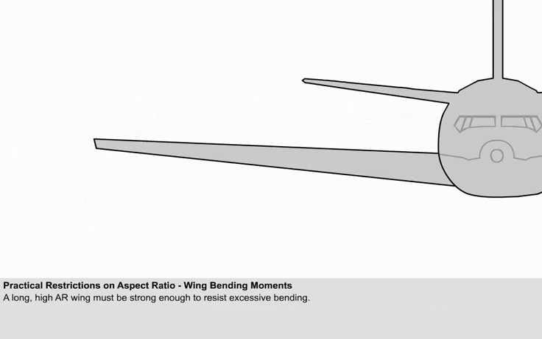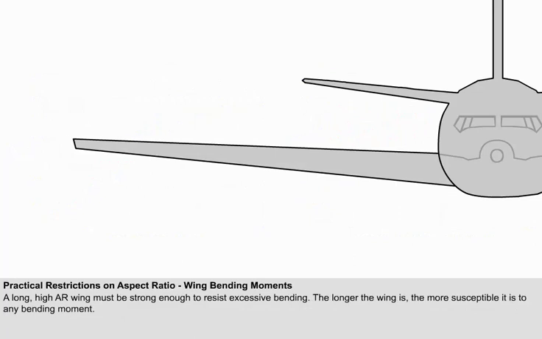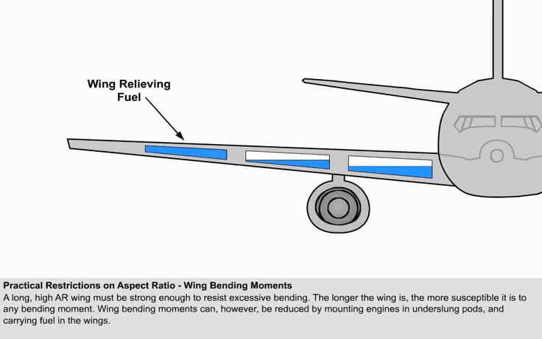A long high aspect ratio wing will impose weight limits in a structure's strength being rigid enough to resist excessive bending. The longer the wing is, the more susceptible it is to any bending moment. Wing bending moments can, however, be reduced by mounting engines in underslung pods and carrying fuel in the wings. Some aircraft have to keep a certain amount of fuel more in their outboard tanks than that in the inboard tanks, known as wing relieving fuel, to reduce the wing bending moment. The weight of the fuel counters the upward force of lift from the outer wing.